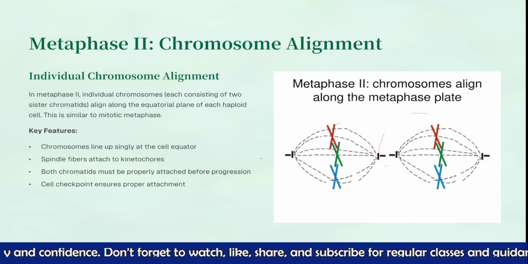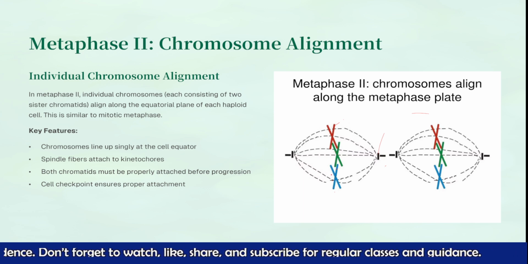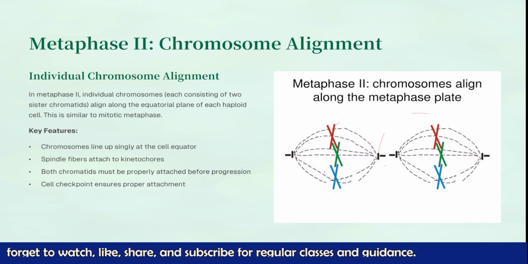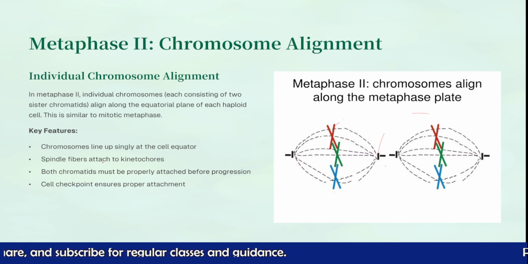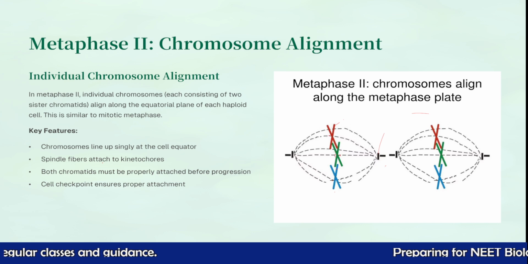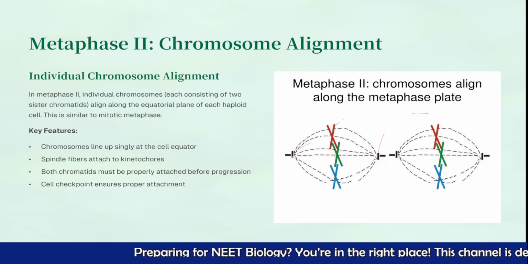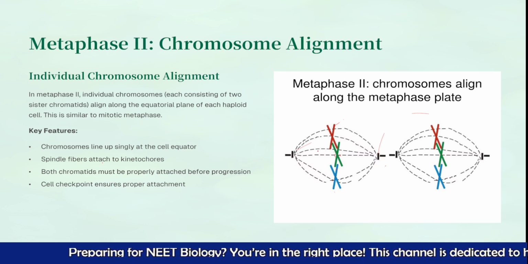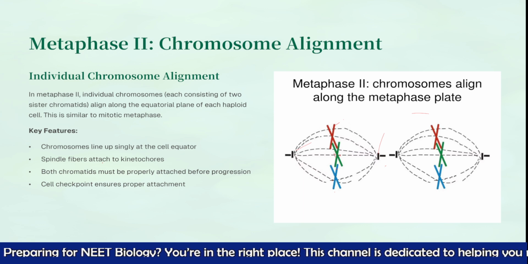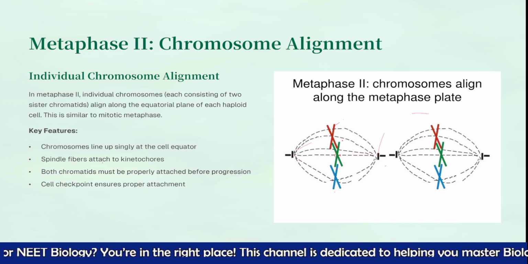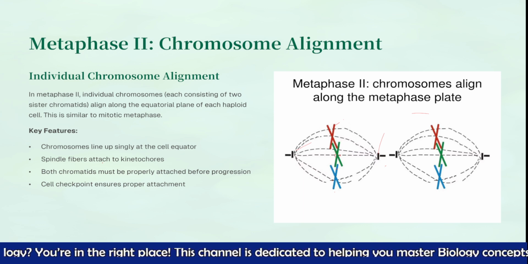So it is similar to the mitotic metaphase. Chromosomes line up singly at the cell equator. Spindle fibers attach to the kinetochore. We know the position of the kinetochore, it is next to the centromere. So all the spindle fibers will be attached to the kinetochore. Both the chromatids must be properly attached before progression. Right? Then the cell is ready.